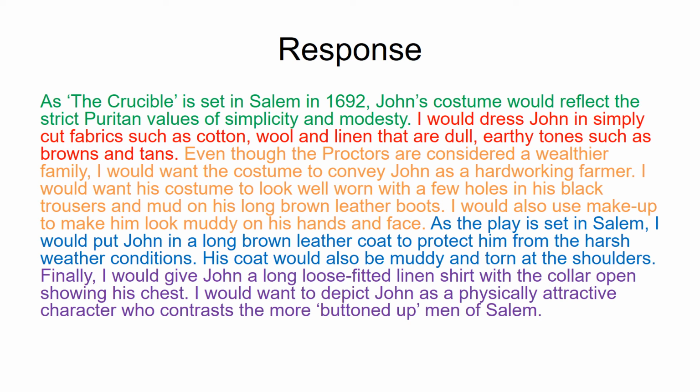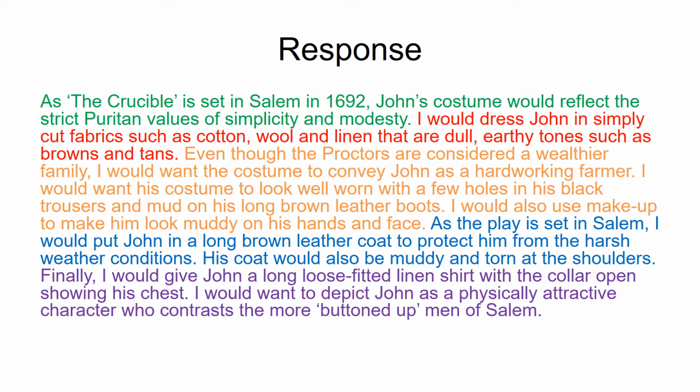As the Crucible is set in Salem in 1692, John's costume would reflect the strict Puritan values of simplicity and modesty. I would dress John in simply cut fabrics such as cotton, wool, and linen that are dull, earthy tones such as browns and tans. Even though the Proctors are considered a wealthier family, I would want the costume to convey John as a hard-working farmer. I would want his costume to look well worn with a few holes in his black trousers and mud on his long brown leather boots.